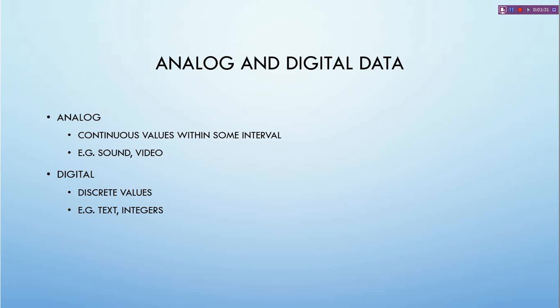Now let us discuss analog data and digital data. Analog means continuous value within some interval. An example is sound, like I am talking with you. That is analog data. Video is also analog data. Then digital data has discrete values, like text and integers.